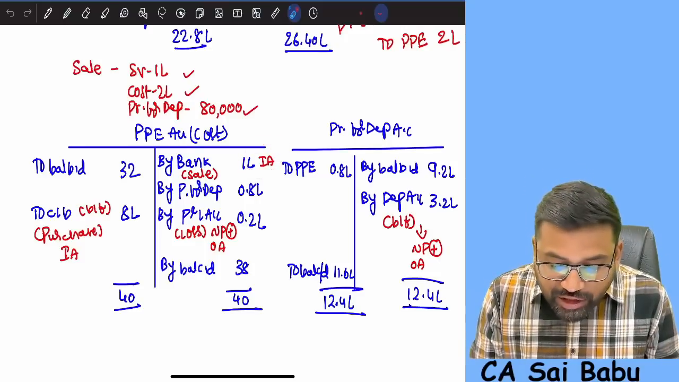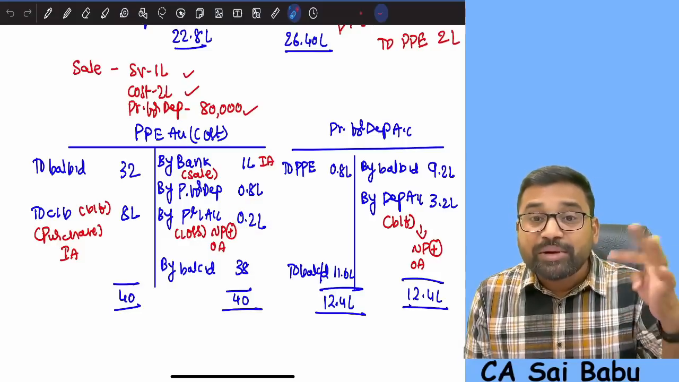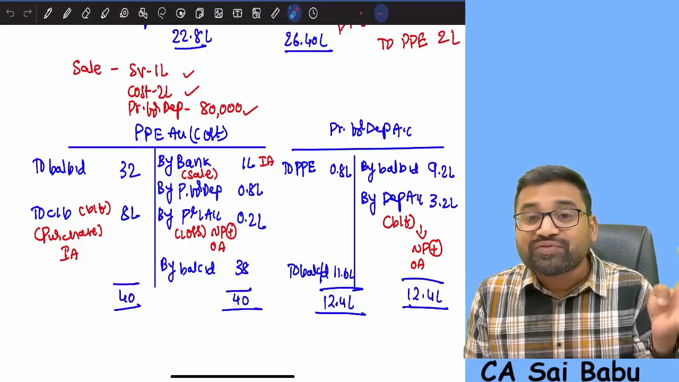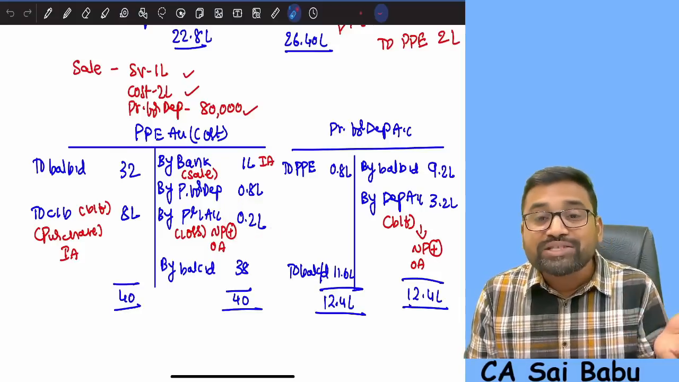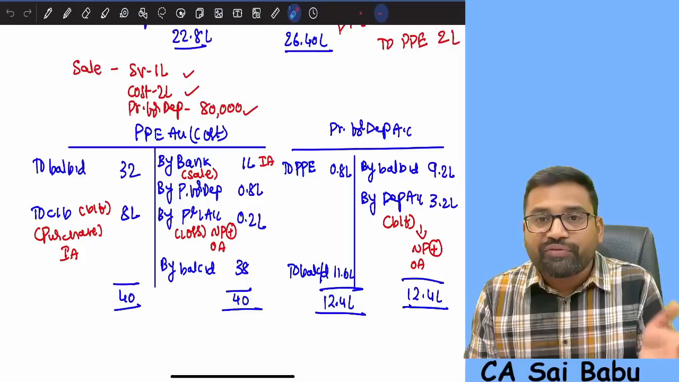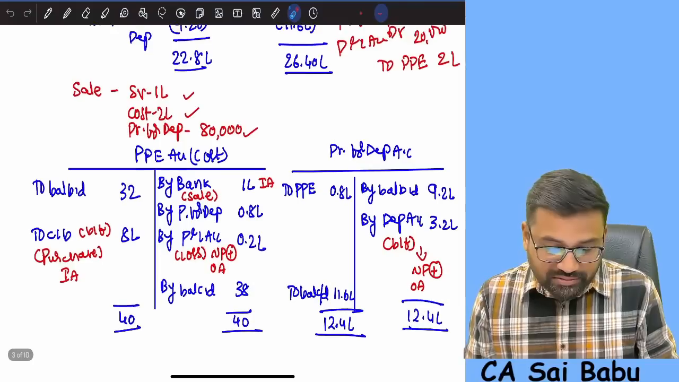Second, there is a loss on sale of PPE. Sir, this loss on sale of PPE is debited to the P&L account. So when you are ascertaining cash flow from operating activities under the indirect method, this 0.2 lakhs is already adjusted to net profit. So we need to add it back in cash flow from operating activities.